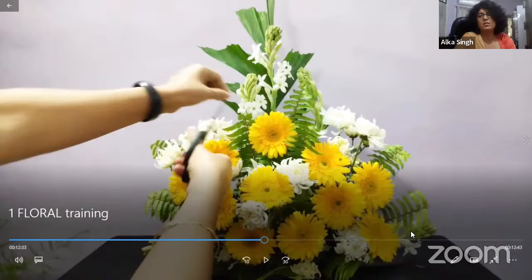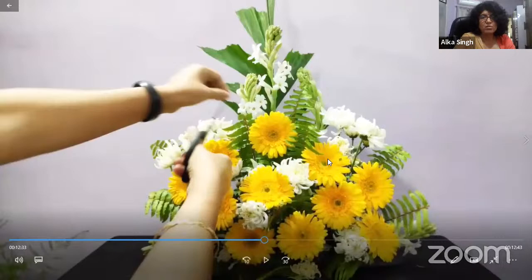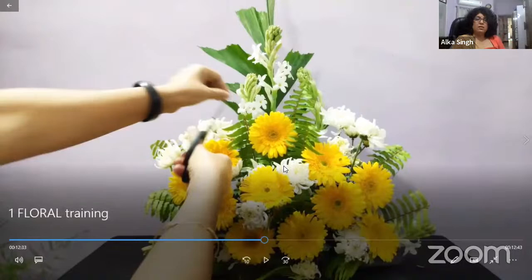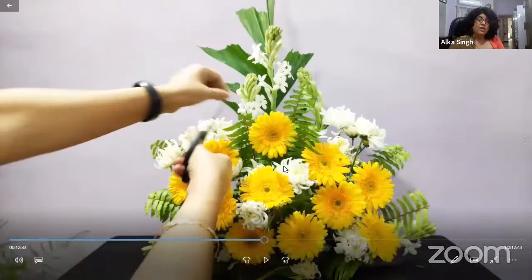Color combination, you have to take care that you don't go for many, many colors. So here you will see that just green, white, and yellow tones are used. You can just mix and match. You can add one more color to it, maybe orange or red, what goes well with yellow. And then it will also depend on for what purpose you are making the arrangement. So accordingly you can go ahead with the color combinations.